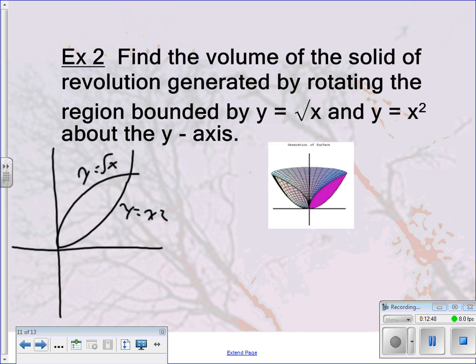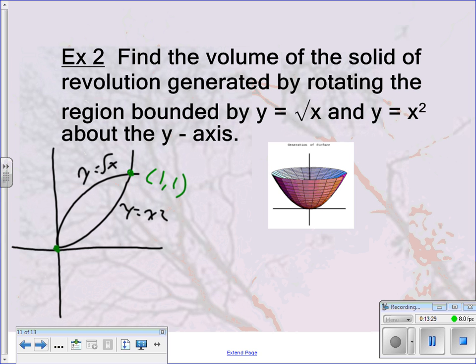Y equals x squared, y equals the square root of x. Where are those 2 equations equal to each other? There's only 2 places where they're equal. It's 0 and 1. Square root of 1 is 1, 1 squared is 1. And 0, 0. So this point here, obviously the origin, and this point here is 1, 1. So our bounds are going to be 0 and 1 no matter what, essentially.